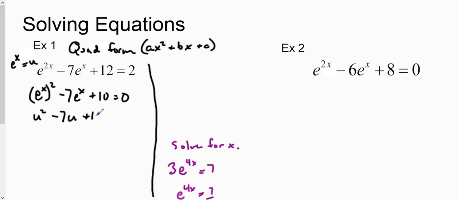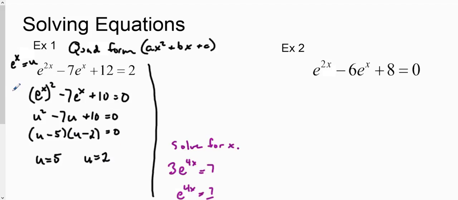u squared minus 7u plus 10 equals 0. Now, if I gave you this and said, okay, solve for u, hopefully you'd say, oh, that's quadratic. Let's see if I can factor this. So I have u minus 5, u minus 2 equals 0. And what we have is u equals 5 and u equals 2. And that would be our answer.